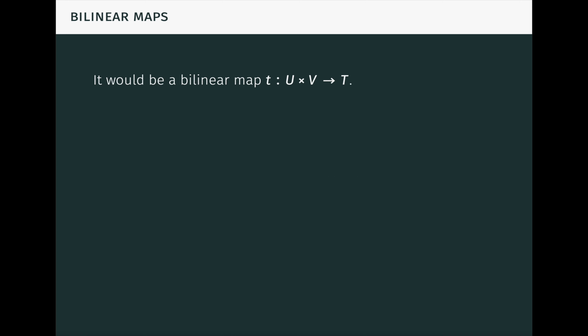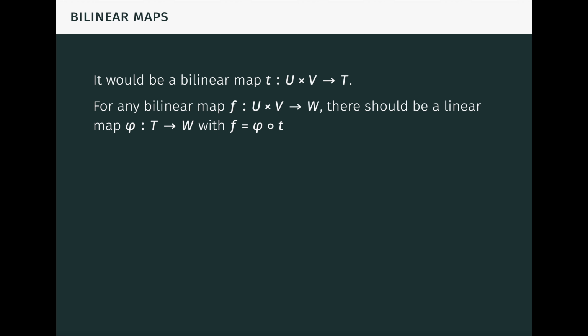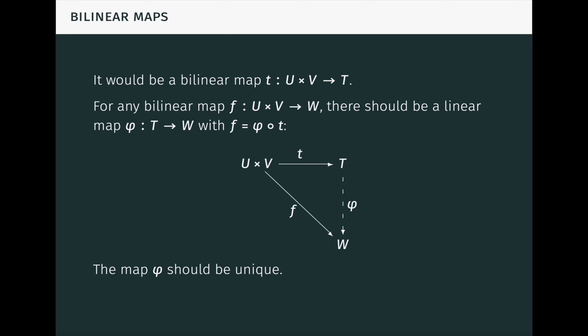From our experience with universal properties at this point, we know that it would be a bilinear map, let's call it T, from U times V to some vector space T over F. And for any bilinear map f from U times V to any vector space W over F, there should be a linear map phi from T to W, which allows us to obtain f from the map T through composition. Here's what that looks like in a diagram. As in the other universal properties we've seen, the induced map phi should be unique.